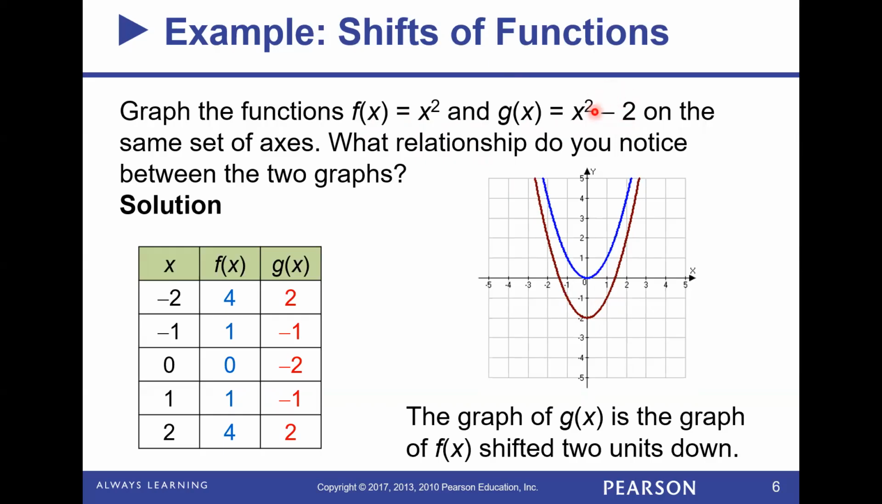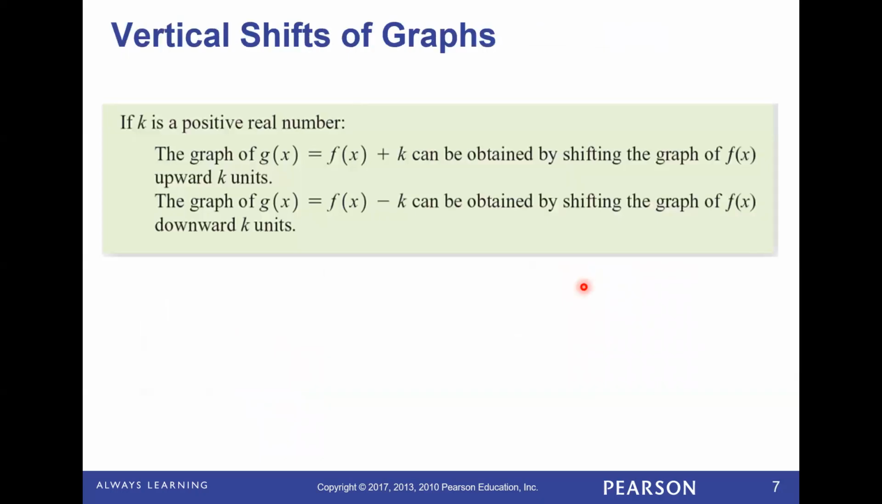Well, it looks like the only main difference is the minus 2. But I also see visually that it looks like it's been shifted down 2 units. So a minus 2 going down 2 units there. And that's actually what I kind of want to pay attention to. So this is actually a sign of a vertical shift on a graph.